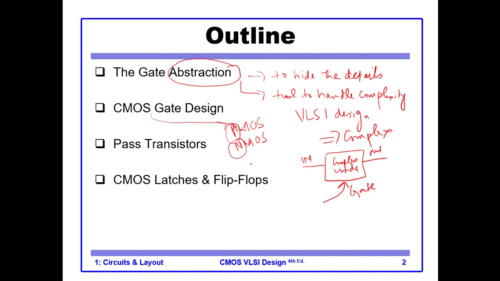The next topic will be about pass transistors, and pass transistors are when you use PMOS or NMOS separately. CMOS always uses them in pair, and this pass transistor is when you use them separately. We call these pass transistors.